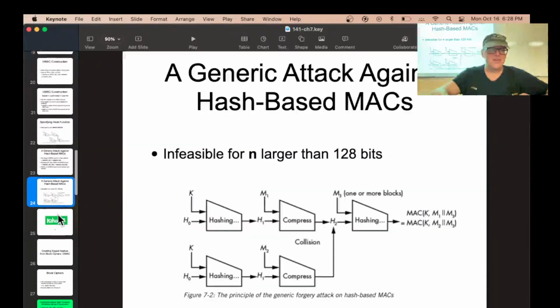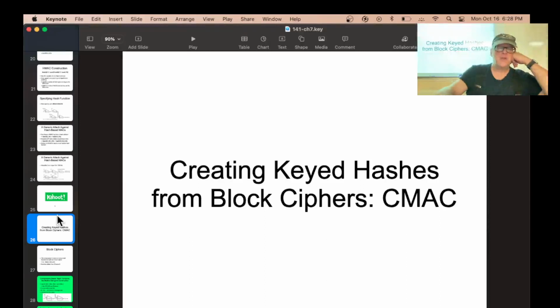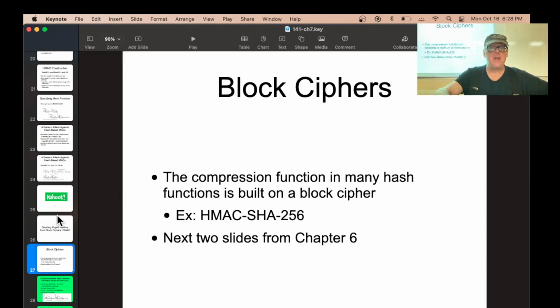All right, so let's take a look at some more of these things. We're going to create a keyed hash from a block cipher. This is what CMAC does. So block ciphers, remember, are the compression function in many hash functions, built from a block cipher.